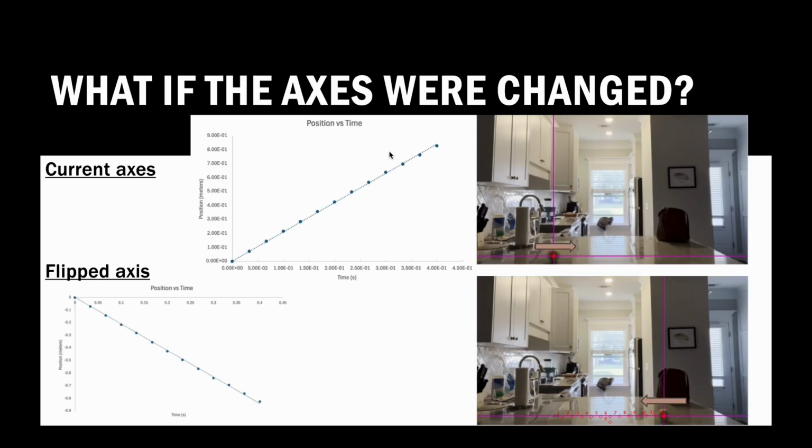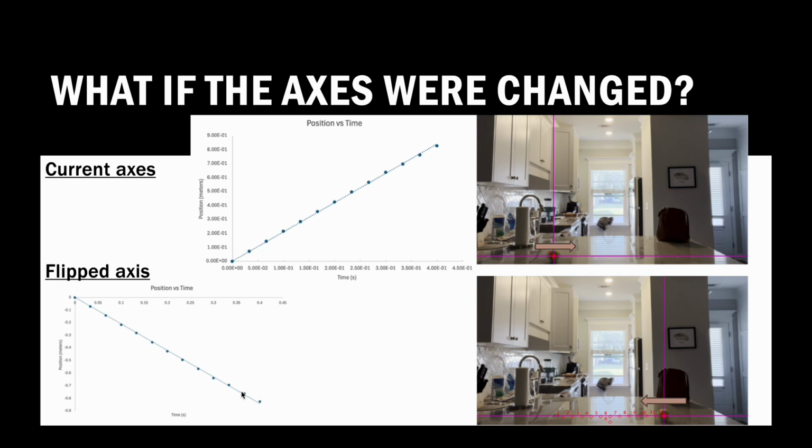And so if the axes were changed, the slope of the line would change. And so with the current axes, the ball rolls in the positive direction, making the change in the position vector positive, therefore making the velocity positive. If the axis was flipped, as shown here, and it was moving in the negative x direction, then the velocity would be in the negative x direction. So you can see this in the graphs here.